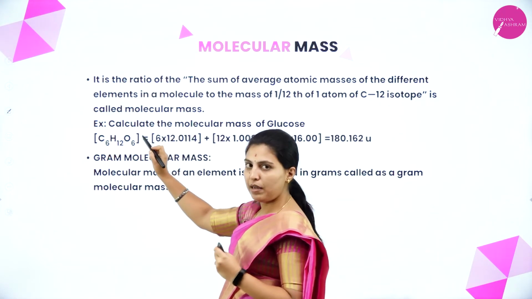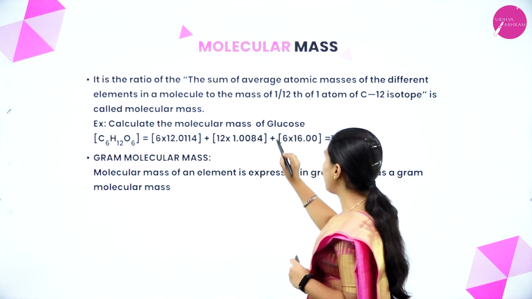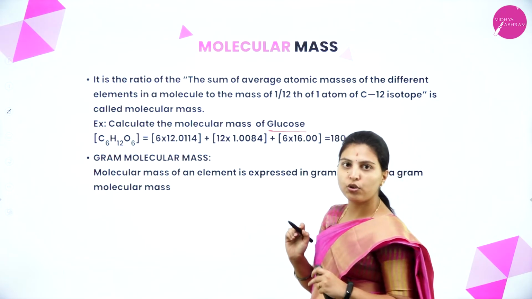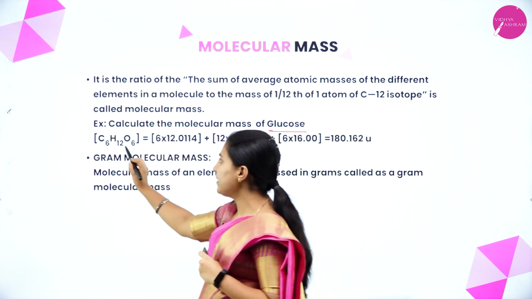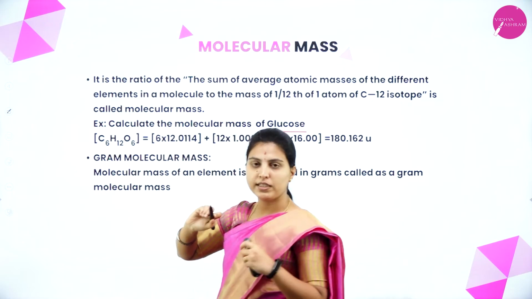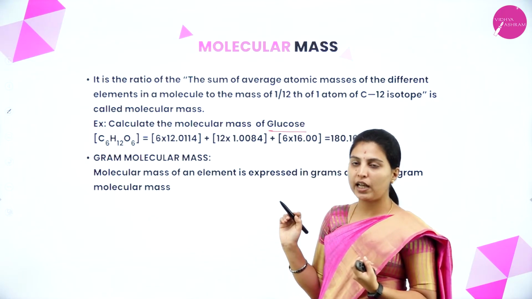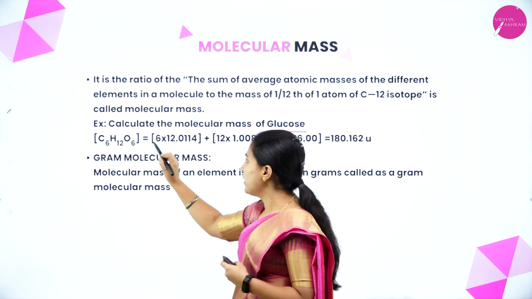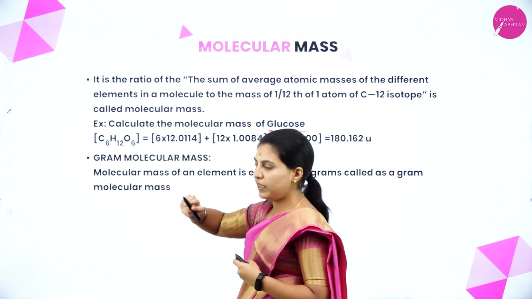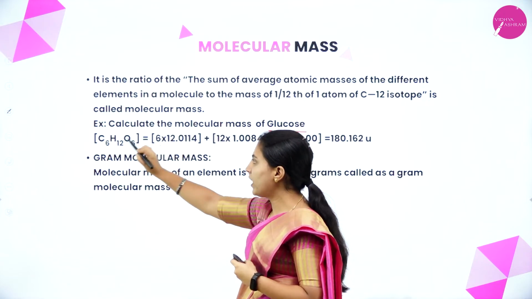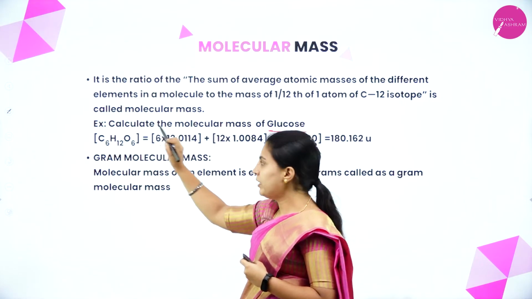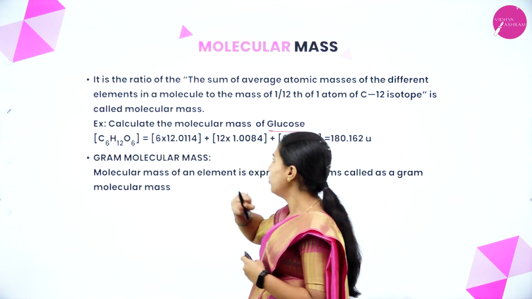First, see the example here. Calculate the molecular mass of glucose. How do you write glucose in molecular formula? That is C6H12O6. This is the molecular formula for glucose. Now, how do you calculate the molecular mass? See here, 6 carbon atoms are present, so you have to write 6. What is the atomic mass of carbon? That is 12. 6 into 12.